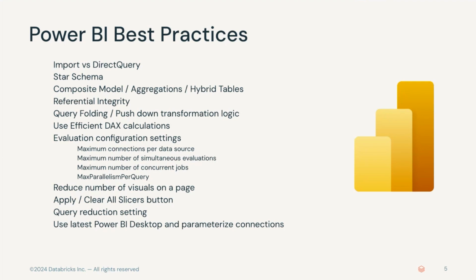The second thing is parameterization, super important for CI/CD. If you are using, I don't know, deployment pipelines or Tabular Editor, you want to parameterize your connection strings. So as you promote your code through different environments, your SQL warehouse connection strings should change as per your catalog in Databricks as well.